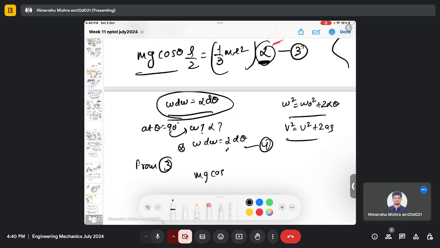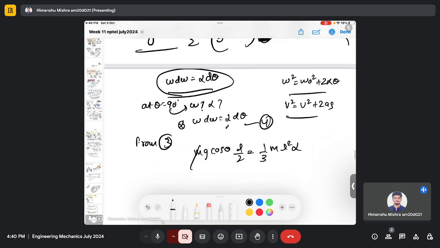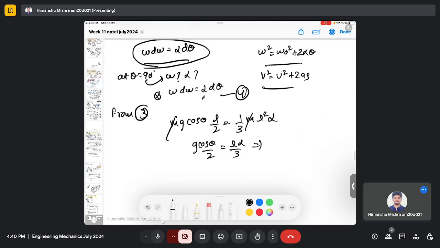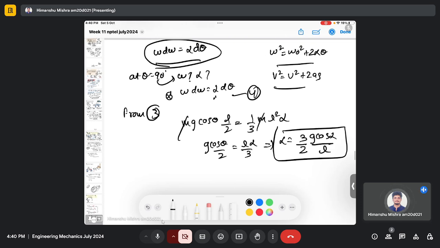mg cos theta L by 2 equals 1 by 3 mL square alpha. So m cancels, L cancels, so g cos theta by 2 equals L alpha by 3. So my alpha will be 3 by 2 g cos theta divided by L. So this is my alpha, right? And I can use this alpha in equation 4.